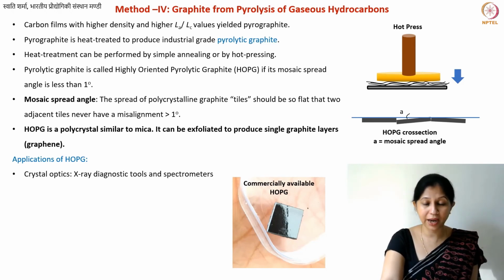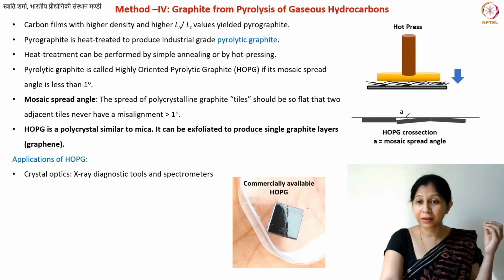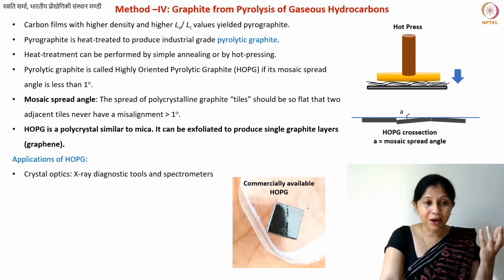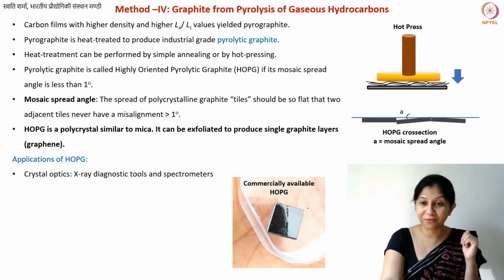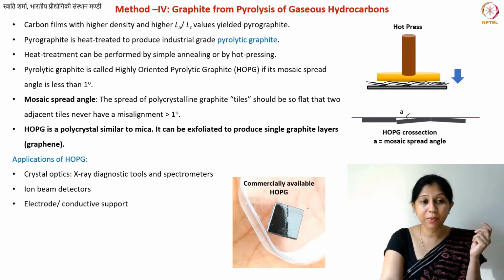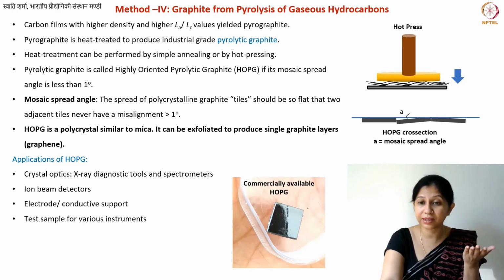Okay, but other applications, the actual industrial applications of HOPG, very much used in X-ray optics. Because I told you, or I didn't tell you, I don't know, that graphite is transparent to X-rays. So now you can make a lot of diagnostic tools or little parts of your X-ray spectrometers. But there you need good quality graphite, high purity and very small mosaic angle. So HOPG is used a lot in X-ray optics. You also use it for making ion beam detectors, and of course various kinds of electrodes and conductive supports.